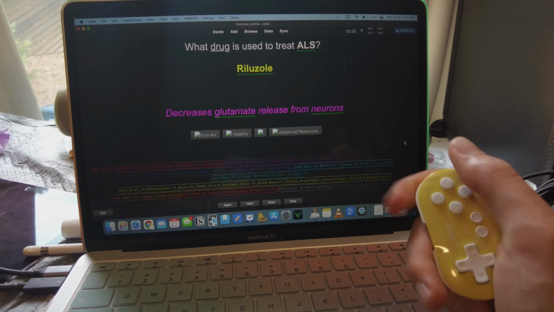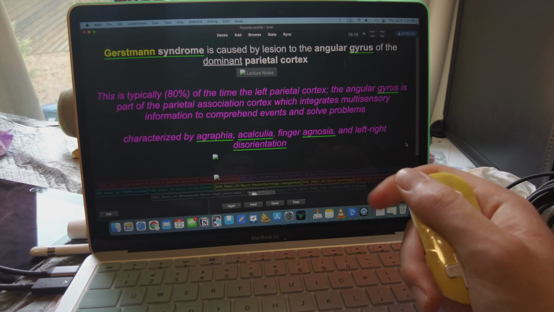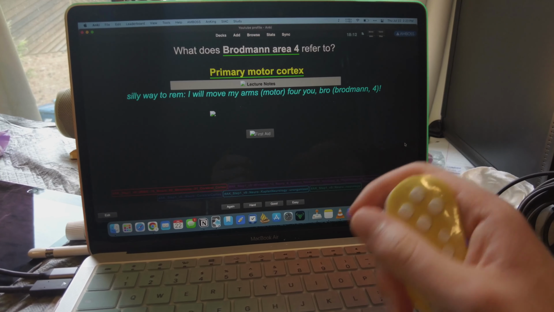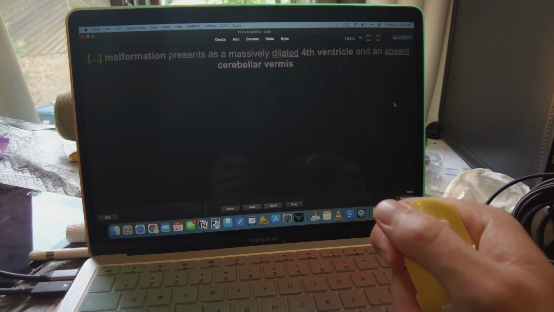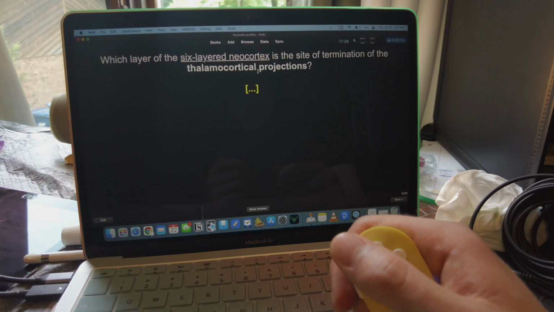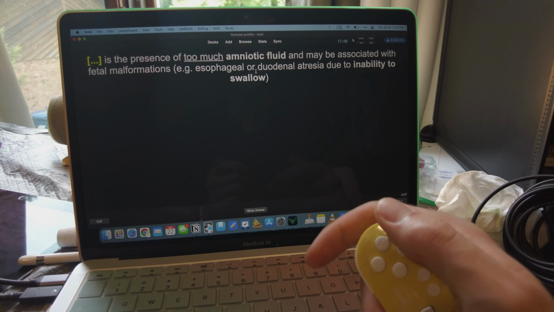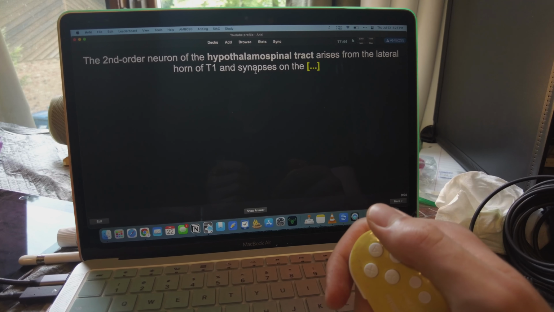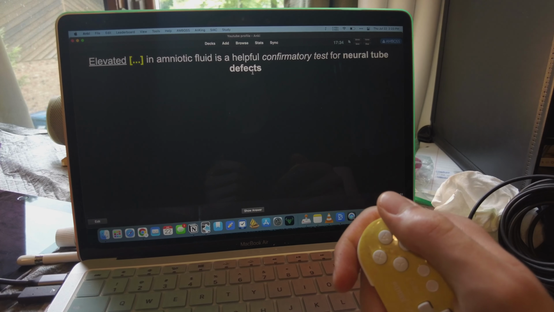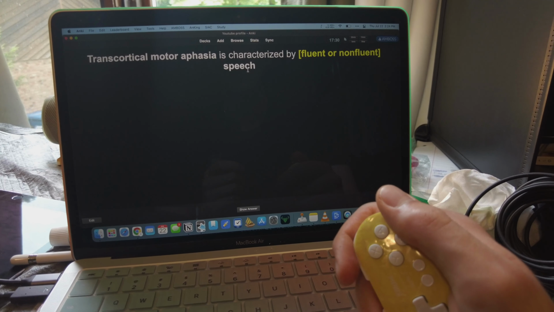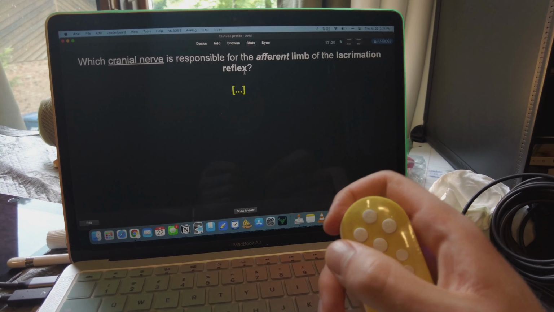To treat ALS, riluzole, yep. This would be Gerstmann, yep. Primary motor cortex, came up with a funny way, so I will move my arms for you. Dandy Walker, yeah. Internal granular, polyhydramnios, yeah. Superior cervical ganglion, trigeminal motor nucleus, acetylcholinesterase, non-fluent, twelve, okay, so I got that one wrong.